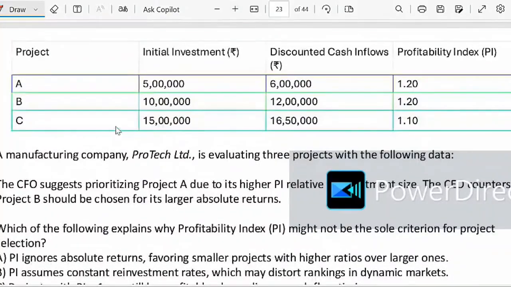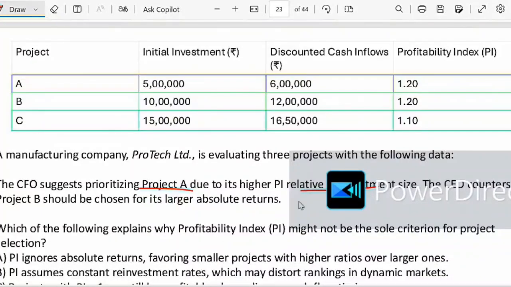Right. Protec Limited is evaluating three manufacturing projects A, B, and C. For project A, initial investment 5 lakh, discounted cash inflow 6 lakh, profitability index they have given. B, C they have given. Every data has been given. Right. Now what happened? The CFO says go for project A because the PI is the highest.